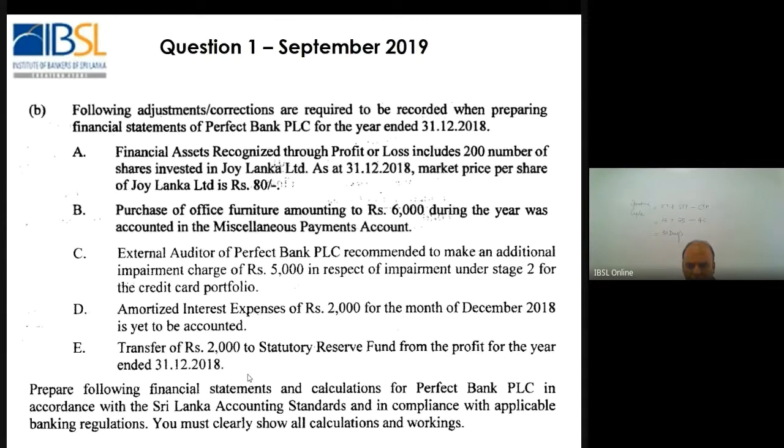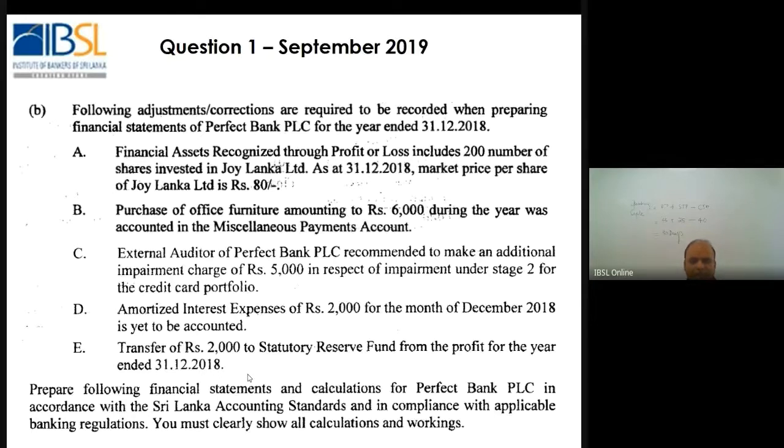Do the necessary adjustments in the financial statements. Okay, so let's look at the items one by one. The following adjustments and corrections are required to be recorded when preparing the financial statements of Perfect Bank PLC for the year ended 31/12/2018. So the financial year end will be 31/12/2018, and the trial balance is also given as of the same date, 31st December 2018.